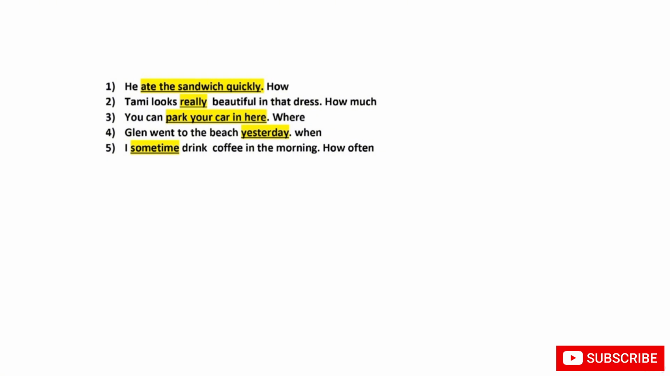In number 2, how beautiful is Tammy in that dress? She is really beautiful. It means very beautiful. So the adverb really modifies the adjective beautiful. That means it gives information about the adjective. In number 3, we have an adverb of place. It's the word here, which gives us the answer to the question where. In number 4, we have an adverb of time. It's yesterday, and it tells us when.